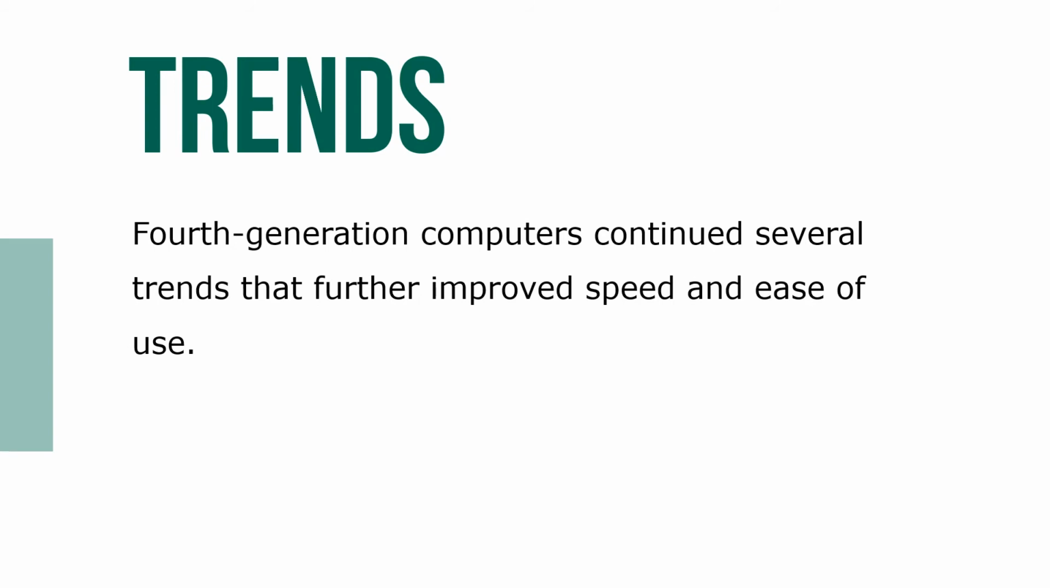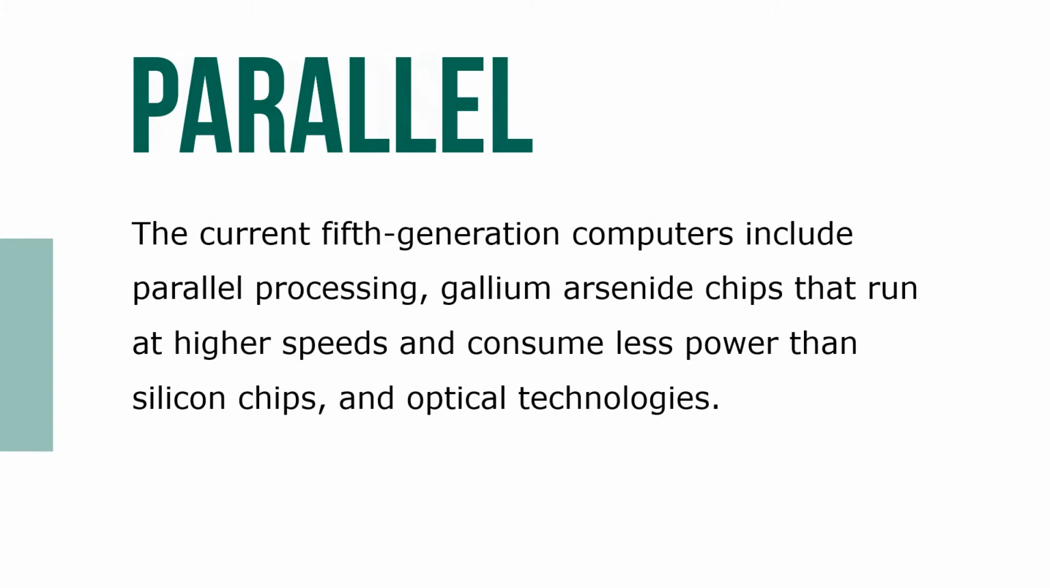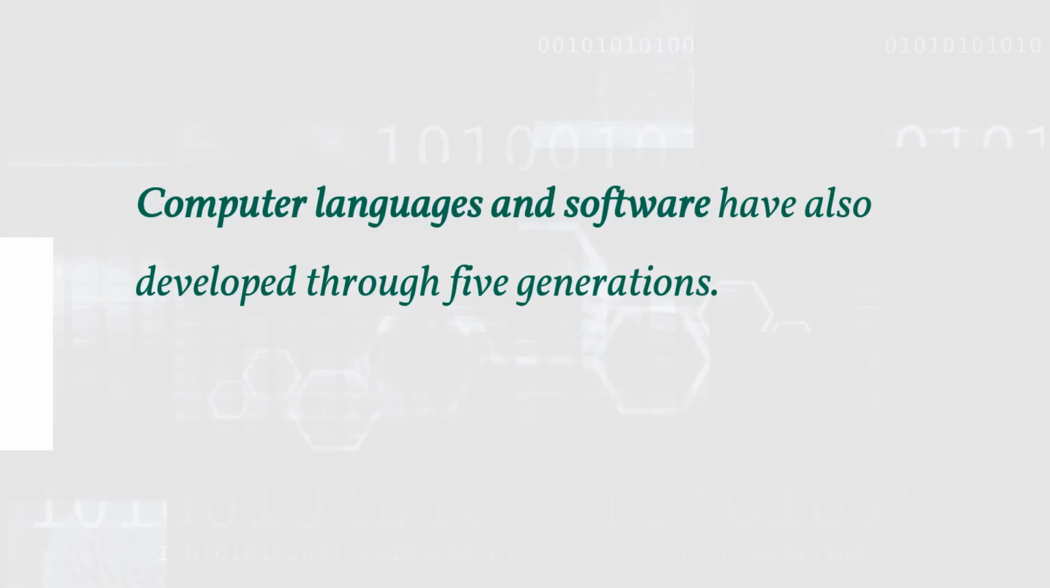Fourth-generation computers continued several trends and further improved speed and ease of use. The current fifth-generation computers include parallel processing computers containing hundreds and thousands of CPUs for rapid data processing, new chips that run at higher speeds and consume less power than older chips, and optical technologies. Computer languages and software have also developed through these five generations to increase speed, processing power, and the ability to take data, turn it into information and knowledge, and automate different processes in the business environment.